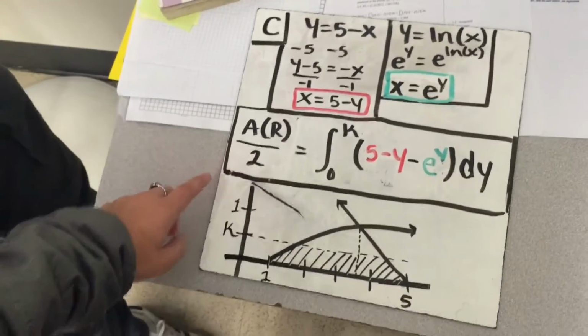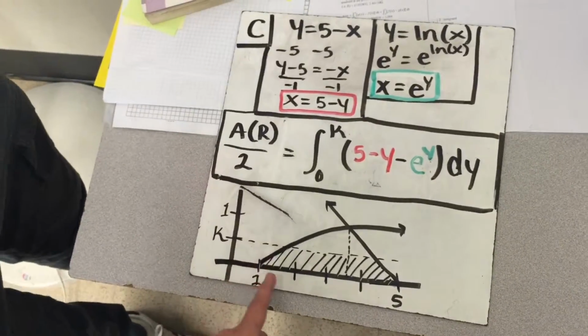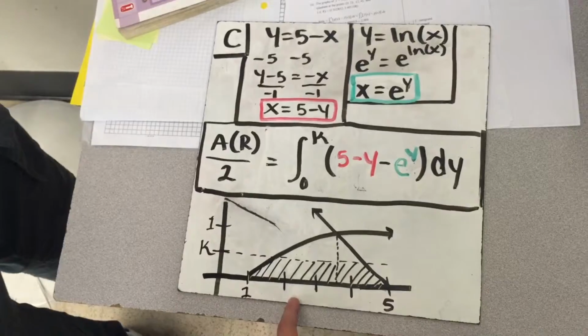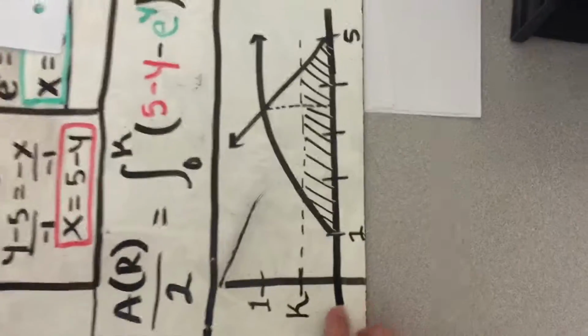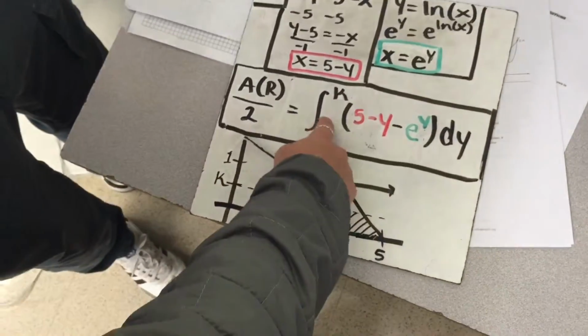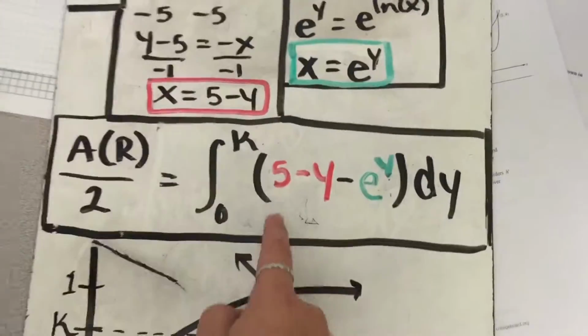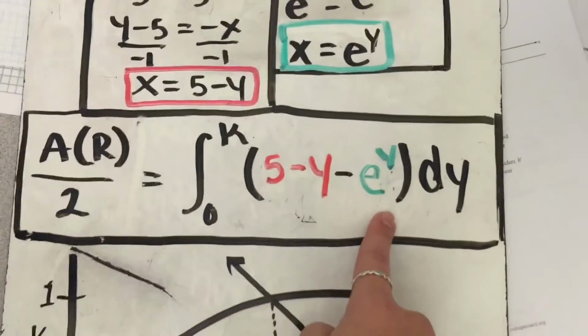To find this, we realized it doesn't make as much sense to look at it on the x-axis. So we flipped it around to the y-axis and used the interval of 0 to k. That's where we got this limit from. And because we did that, we had to change the equations.